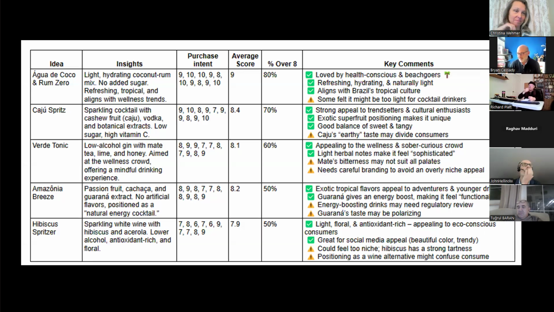And lo and behold, my agua de coco and rum zero was actually the highest rated one. I didn't know it before I chose it. But we'll get some insights around it. We can get some purchase intent scores from 0 to 10. We have the average score.